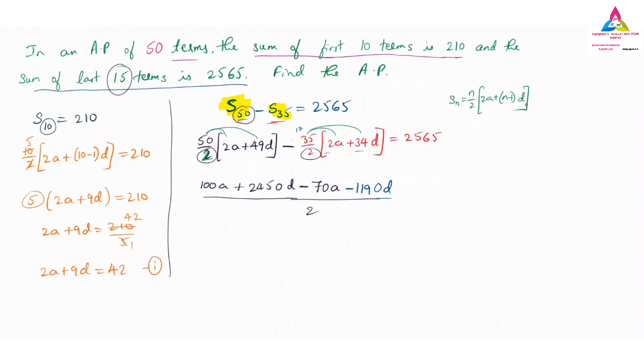Yes, sir. Yes, that is equal to 2565. So the calculation part: 100d we have, 100a we have and 70a we have. So obviously it will become 30a. And here we can subtract them.